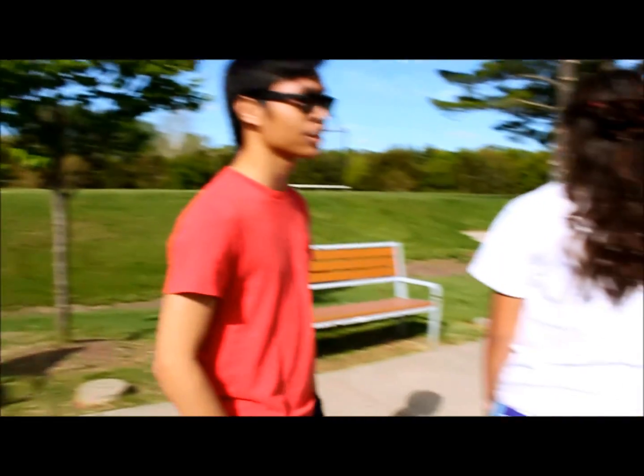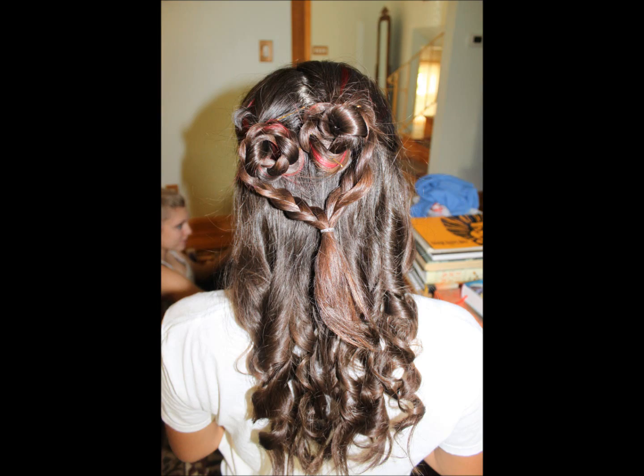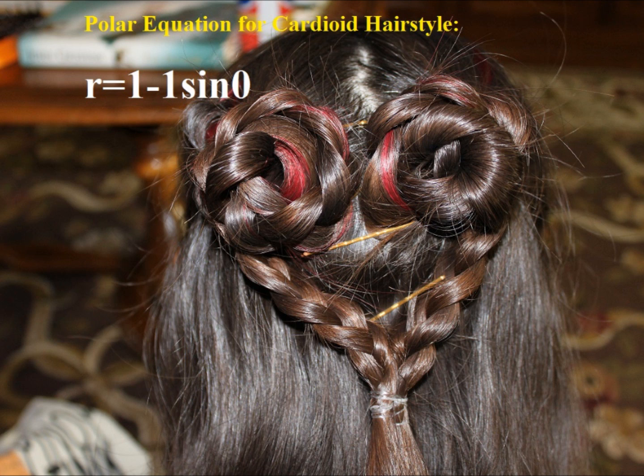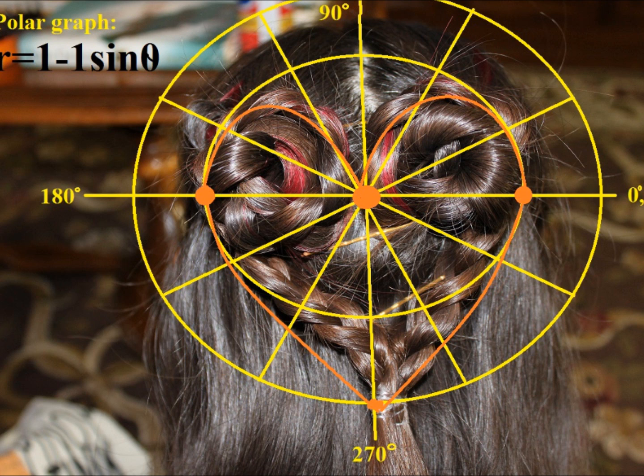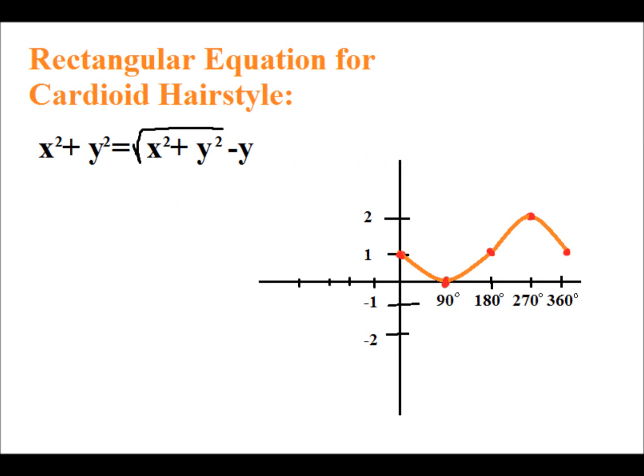The first one is the cardioid. You see that heart-shaped bun there. The polar equation for our cardioid hairstyle is r equals 1 minus 1 sine theta. Here's the graph in polar form. The rectangular form of this equation is x squared plus y squared equals root x squared plus y squared minus y. And here's its graph in rectangular form.